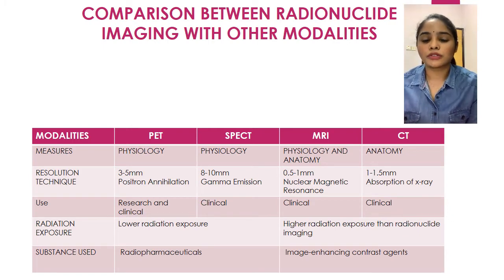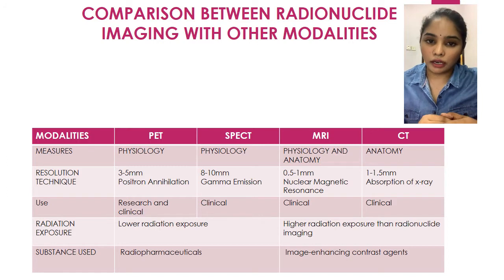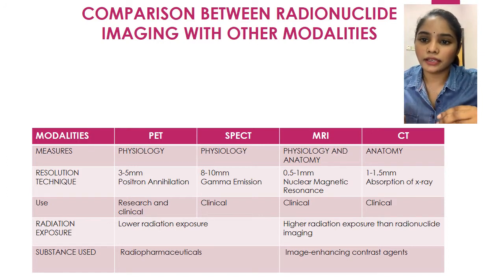The substance used to enhance the image in PET scan and SPECT scan is radiopharmaceuticals, while in MRI and CT, an image enhancing contrast agent is used.